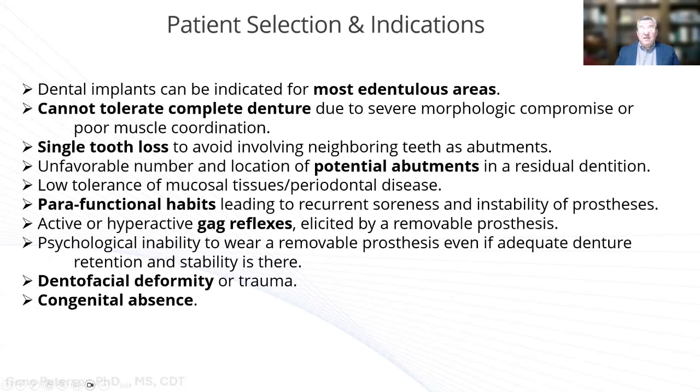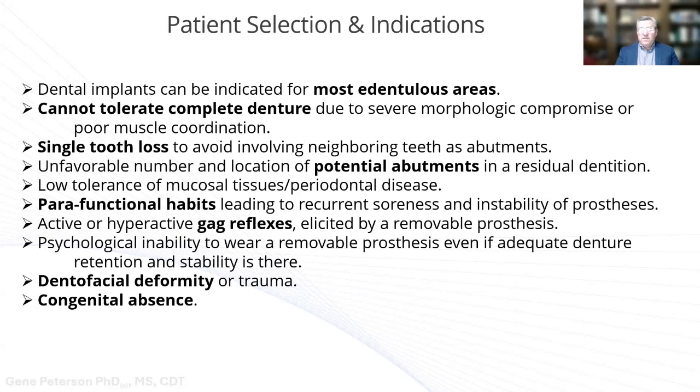Dental implants can be indicated for most edentulous areas. That's one of the advantages of implants. It's a solution where we can save the day most of the time, where the patients cannot tolerate a complete denture, perhaps due to severe atrophic or compromised bone or muscle coordination or tissue. Single tooth loss to avoid involving neighboring teeth or abutments. Unfavorable number or location of potential abutments. You're trying to put too much in one space. Low tolerance of mucosal tissue or periodontal disease.